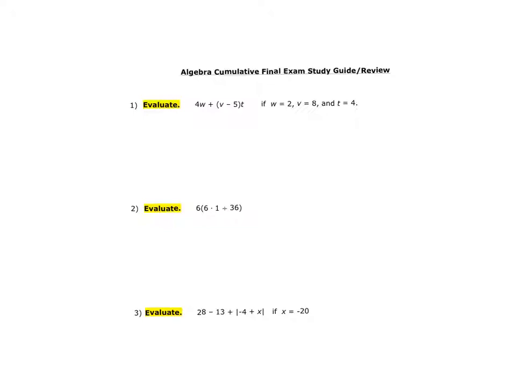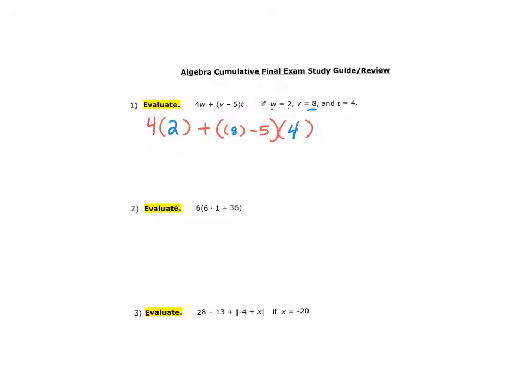So what I mean by that is if you're looking at number 1, you would write it as 4 times W plus, open the parentheses, and then inside of the parentheses you have V minus 5 and then times T. Then you go in and you put in the values. So for example, W is equal to 2 and this is a W. V is equal to 8 and this is 8. T is equal to 4 and this part's 4.